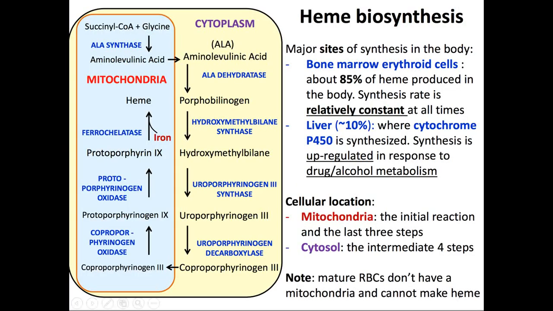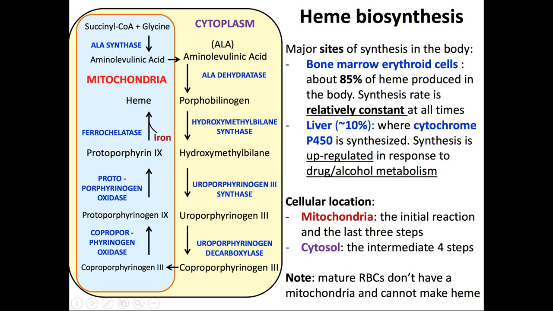The major site of synthesis in the body is the bone marrow and erythroid cells, where 85% of the heme produced in the body is synthesized. Its synthesis rate is relatively constant, with 10% in the liver and 85% in the bone marrow.